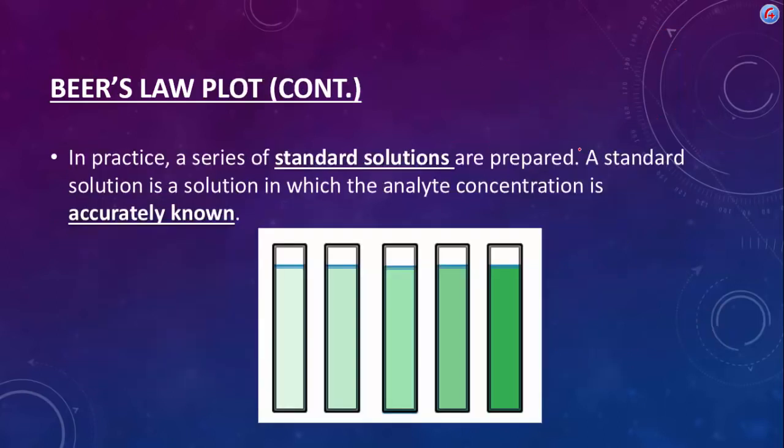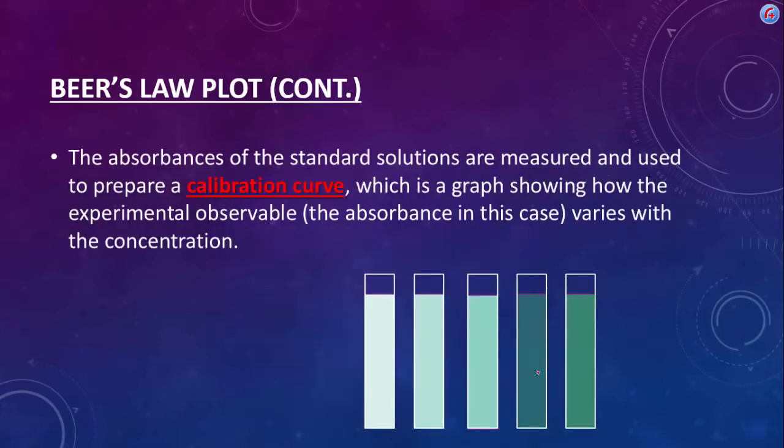So in practice, what we're going to do is take a series of standard solutions, and a standard solution is one in which we know the concentrations accurately. I'll just make some numbers up here, but let's say you make a concentration of 1 molar, 2 molar, 3 molar, 4 molar, and 5 molar. Those are called your standard solutions. You know what their concentrations are. Then we're going to measure the absorbance of those standard solutions, and then we're going to prepare a calibration curve.